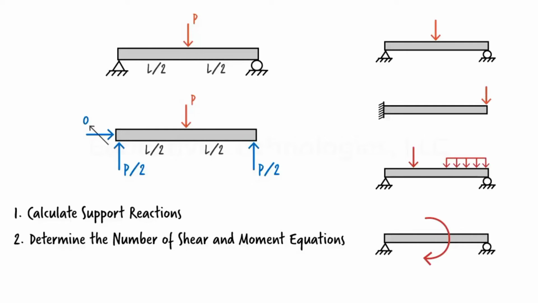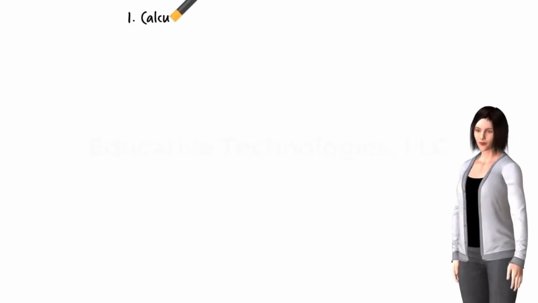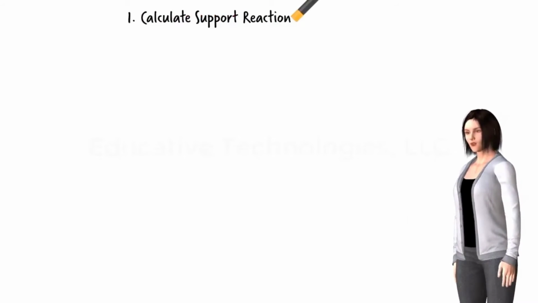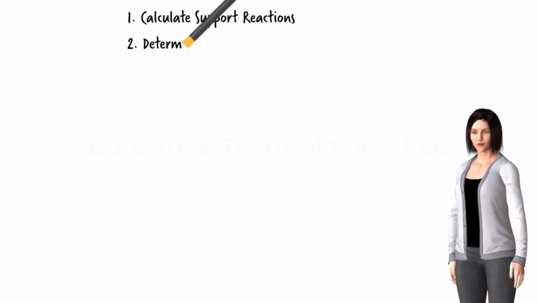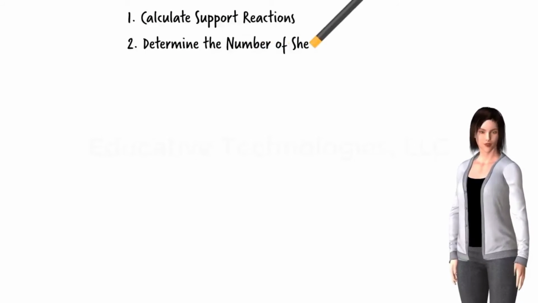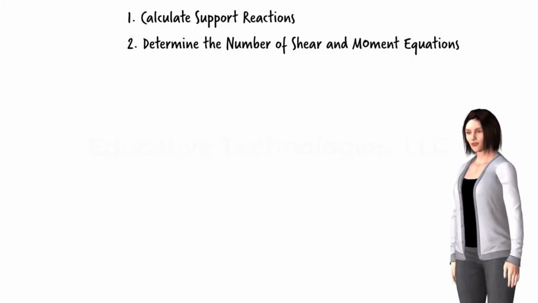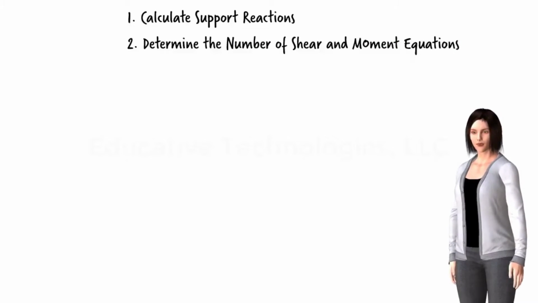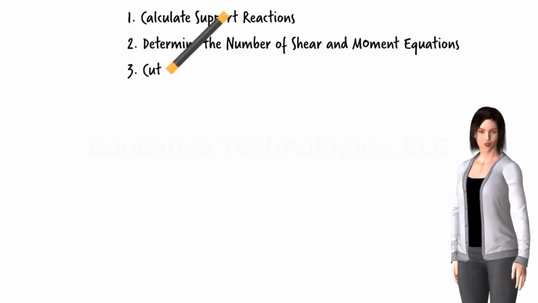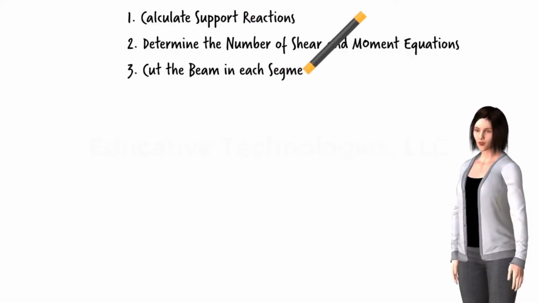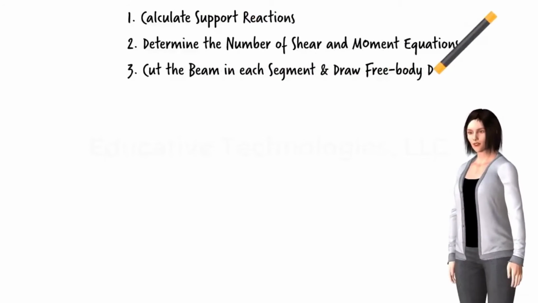To write shear and moment equations, first, we calculate the beam's support reactions. Second, we determine the number of segments that the beam needs to be divided into for the purpose of formulating shear and moment equations. Now let's talk about the third step. In this step, we are going to cut the beam in each of the identified segments at some distance, say x, from the left end of the beam.